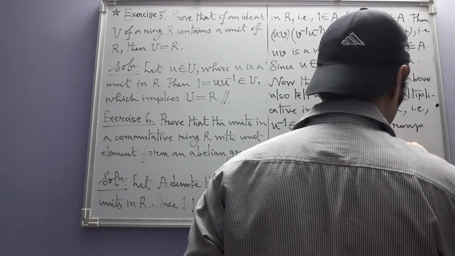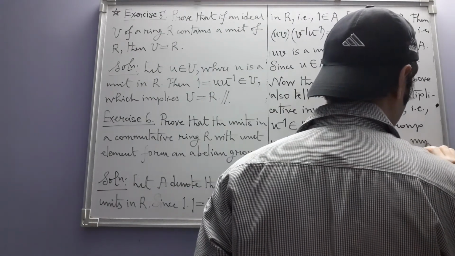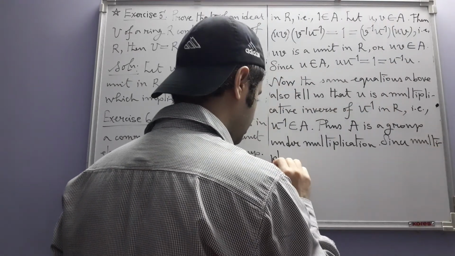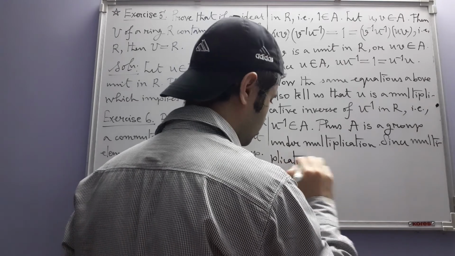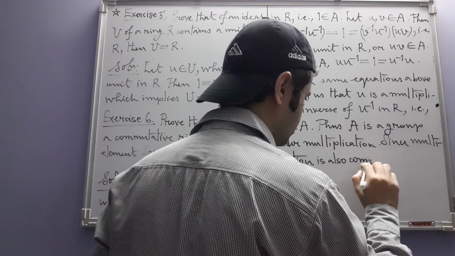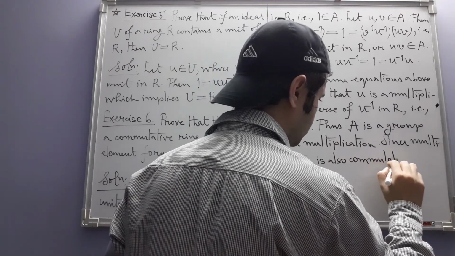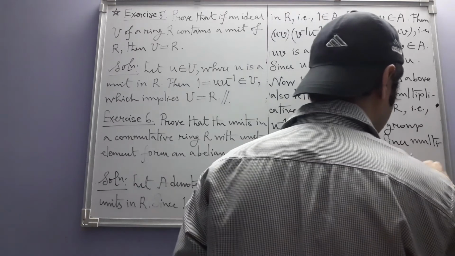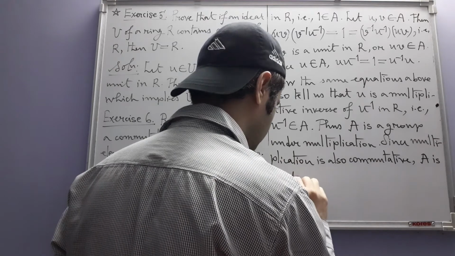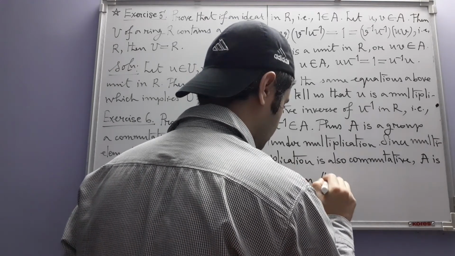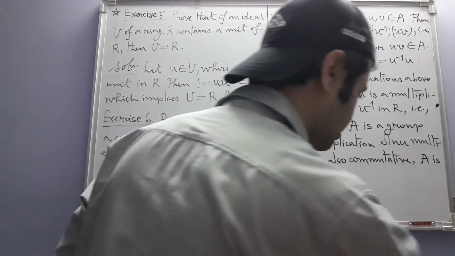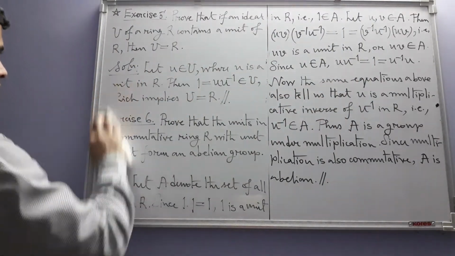Since multiplication is also commutative, because we are in a commutative ring, A is abelian. So the units in a commutative ring with unit element form an abelian group under multiplication. So that is exercise 6.